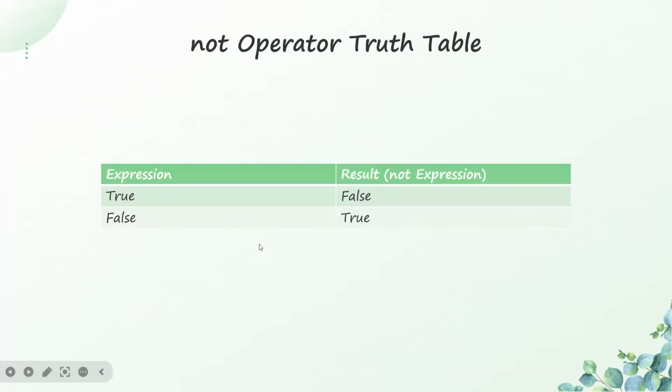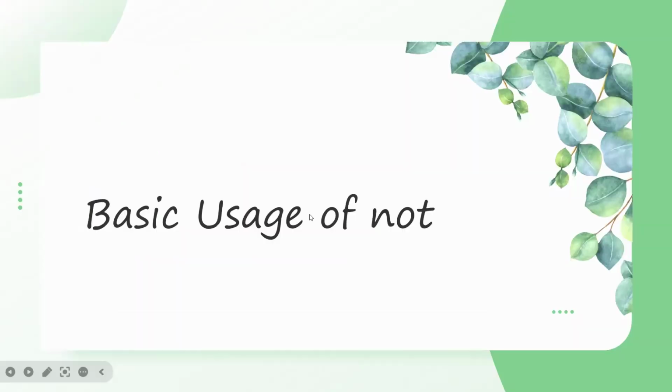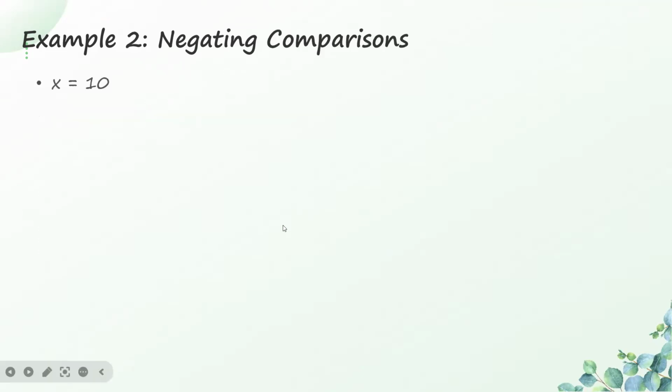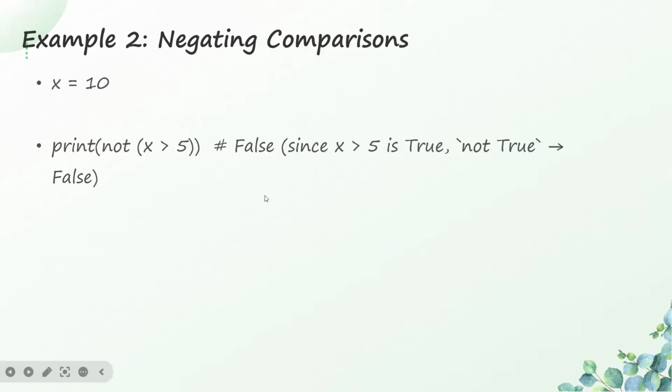So this is the truth table. If the expression is true, the NOT operator will make it false. If the expression is false, the NOT operator will make it true. So you have seen how we use it. This can also be an expression that evaluates to true or false, and it will negate it. Negating a comparison, I've just shown you that.